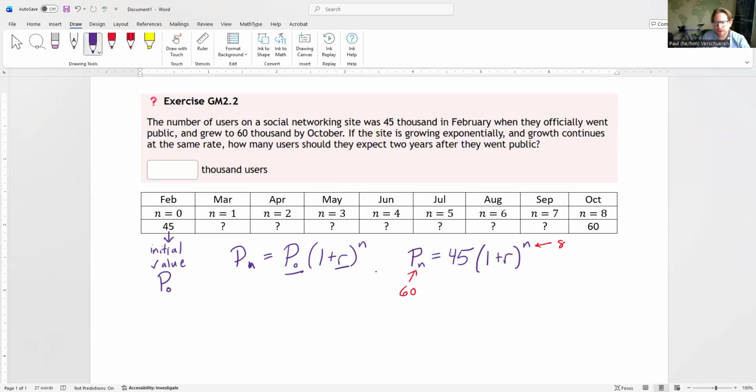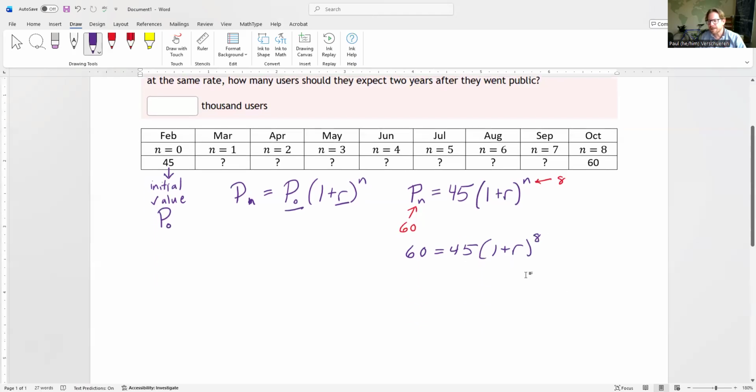Subbing that in, I'm going to rewrite this equation as 60 equals 45 times 1 plus r to the 8th power. Now to solve this, basically we want to figure out what r is. So I'm going to start by dividing by 45. This is a multiplication of 45, so a division of 45 will get you there. And this is what we did in class. It turns out that, I'll double check, I did it in my head, but I'm pretty sure 60 divided by 45 is 1.33333. Yeah.